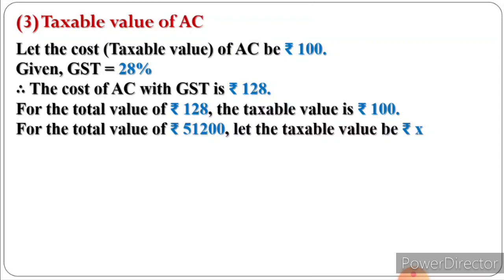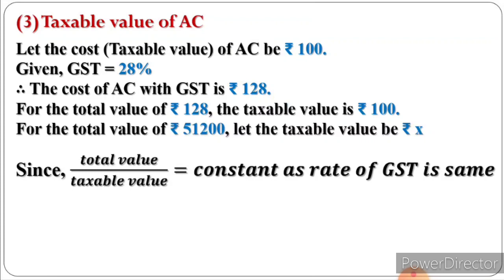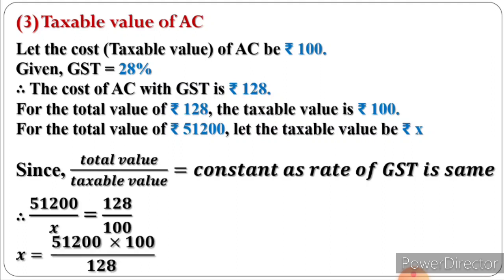Both conditions are constant because in both conditions 28% GST is applied. Now total value upon taxable value is constant as the rate of GST is the same. So total value upon taxable value is equal to total value upon taxable value. We'll multiply it cross and do the calculation. We'll get X equals 40,000, which means the taxable value of AC is 40,000 rupees.